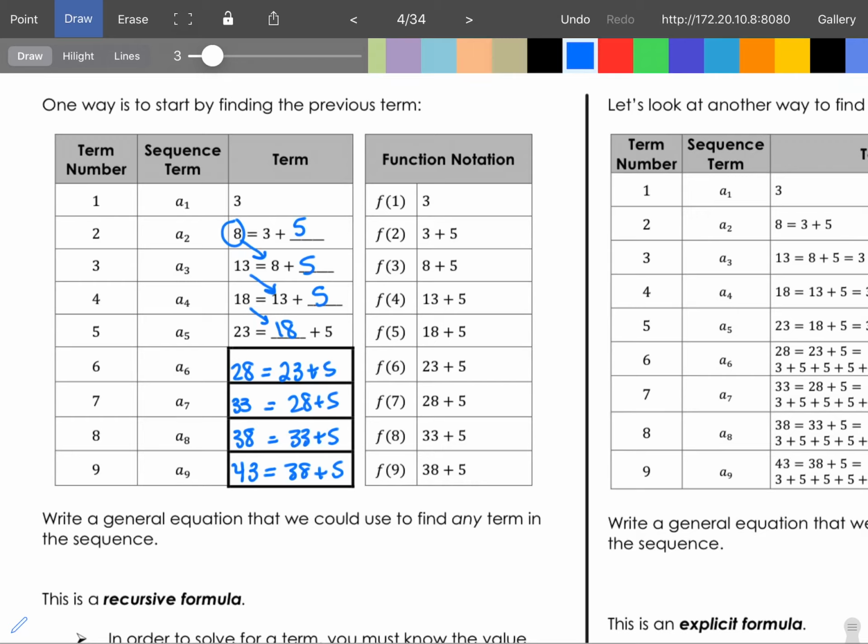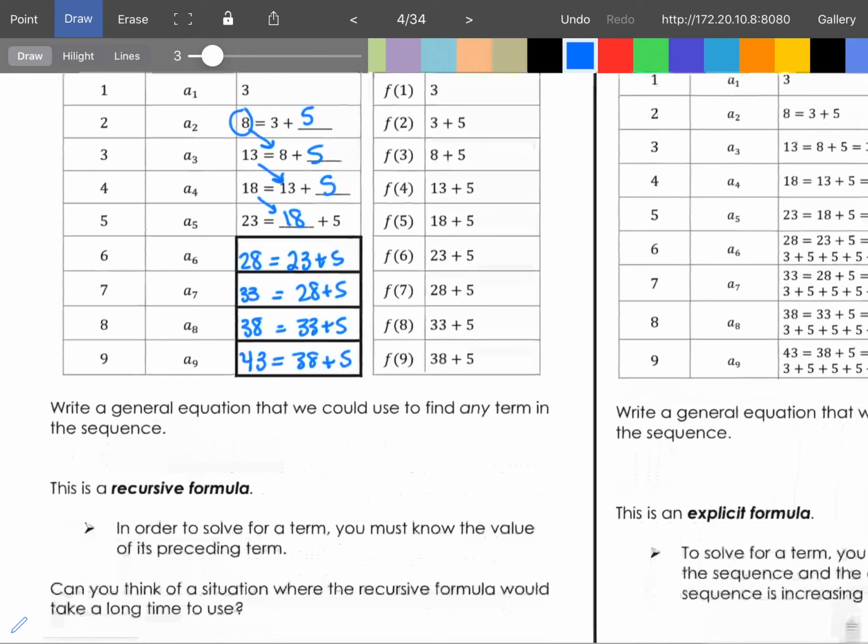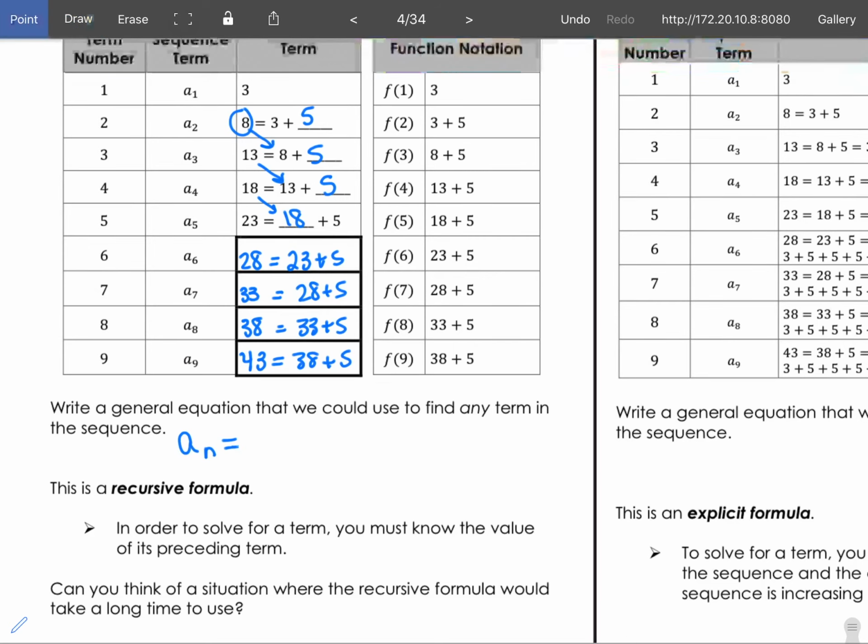Write a general equation that we could use to find any term in the sequence. So if we're trying to find a term in the sequence, we would write a sub n equals, and then we would have to know the previous number. So we would have to know a sub n minus 1. See, because here, a sub 9, in order to find a sub 9, which was 43, we needed to know a sub 8, right?